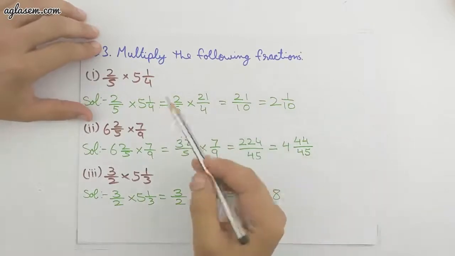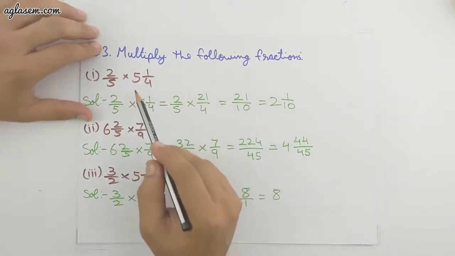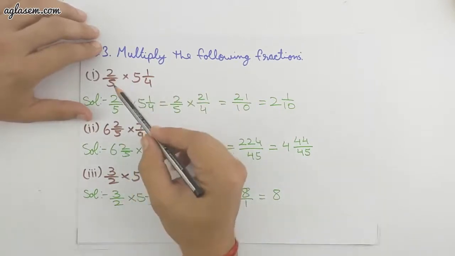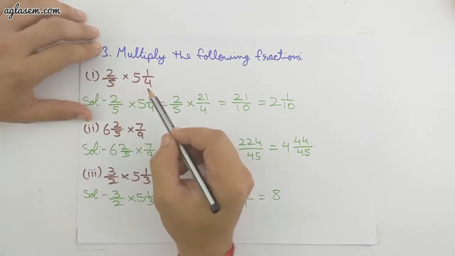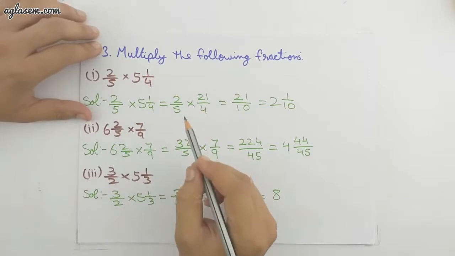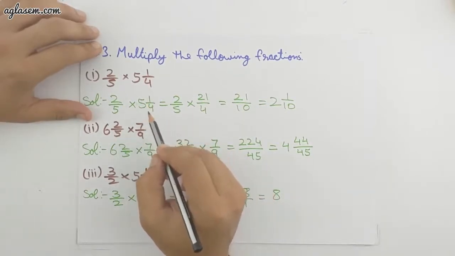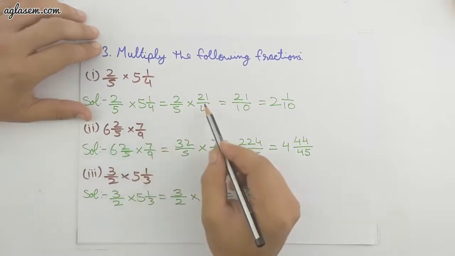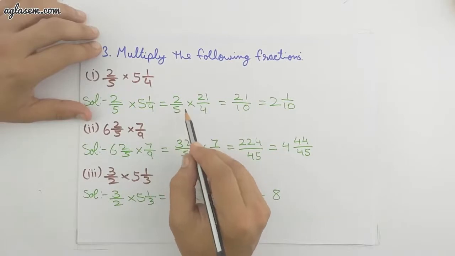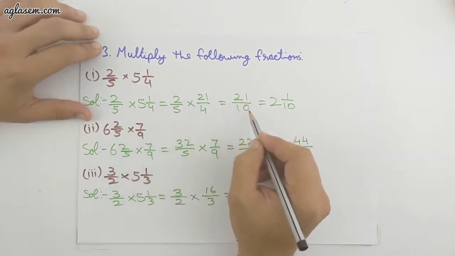In this we have to multiply the fractions. There can be mixed fractions also, or improper or proper fractions as well. So 2 by 5 multiply by 5 whole 1 by 4. This is a mixed fraction. We have to change it into a fraction, then we can multiply it. If we change 5 1 by 4 into a fraction, we will get 21 upon 4. So 2 by 5 multiply by 21 by 4, we will get 21 upon 10.